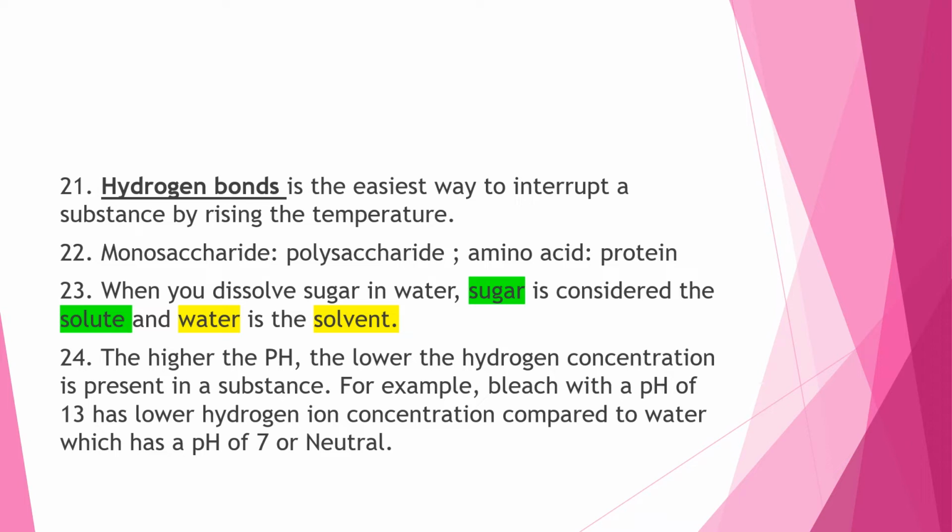Next, number 24. The higher the pH, the lower the hydrogen concentration present in a substance. For example, bleach with a pH of 13 has a lower hydrogen ion concentration compared to water, which has a pH of 7, or neutral.